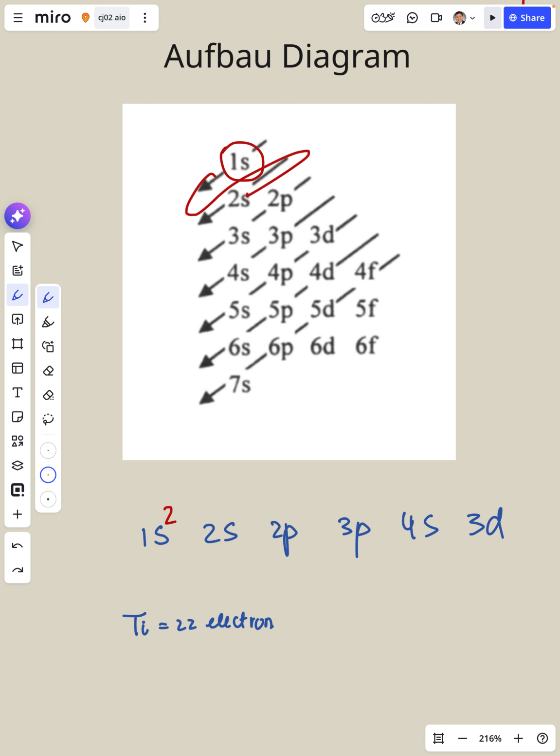Next is 2s. You have 2 electrons there. And later we must add up all these electrons until we get 22. After 2s, we go for the next one, 2p. And p can have 6 electron maximum. So until 2p6, we have 10 electrons already.